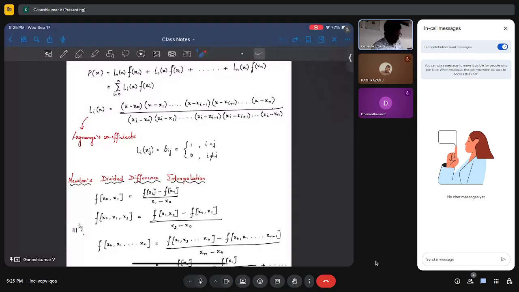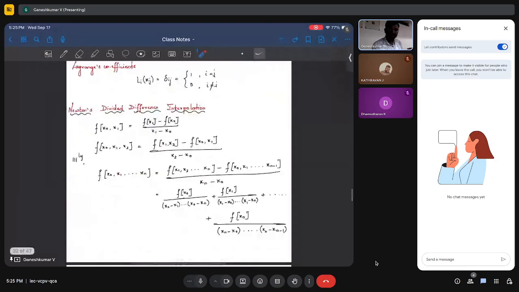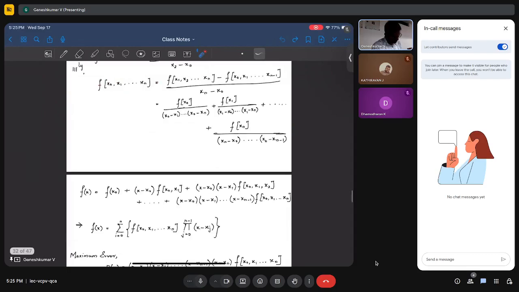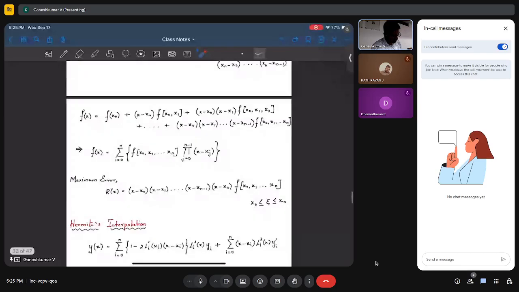Okay. Similarly, the next method is Newton's divided difference method. Basically you find the divided difference for each and every data point, and then you finally have this function, the final polynomial function. You substitute those divided differences here, and then you substitute whatever x you want to find the function value.